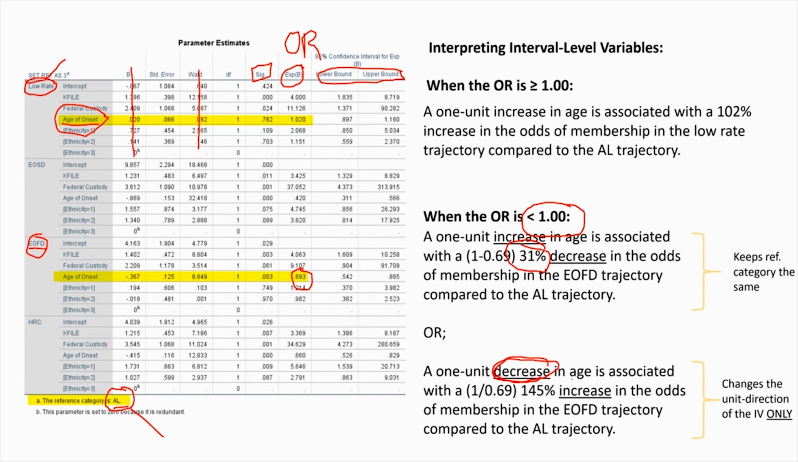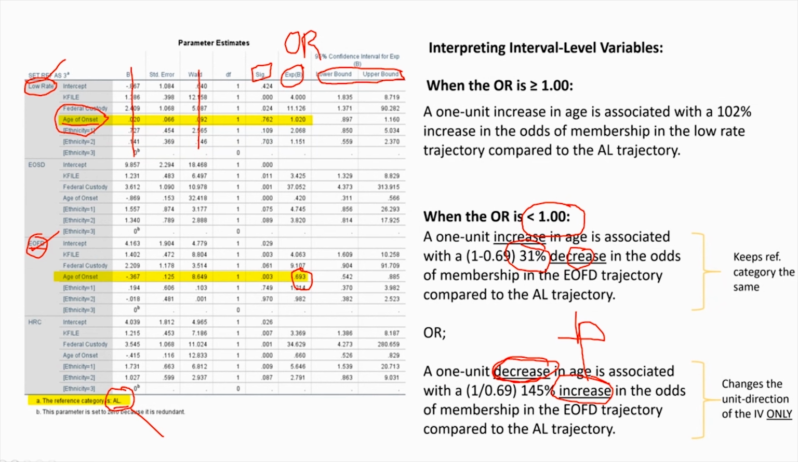A 1 unit decrease in age is associated with, and instead of doing 1 minus, we do 1 divided by. So 1 divided by 0.69 means that we're seeing a 145%, and here's where it differs again, increase in odds of membership in the EOFD trajectory compared to the AL trajectory. So now we've changed the direction that we're looking at for the IV. Instead of looking at increases, we're looking at decreases. And that's allowed us to interpret in what way this particular variable increases the likelihood of being in the EOFD trajectory compared to the AL trajectory.